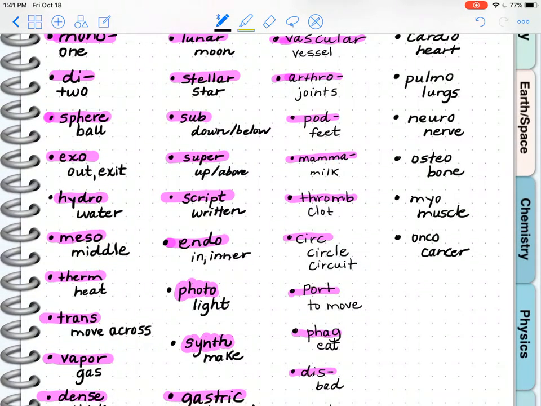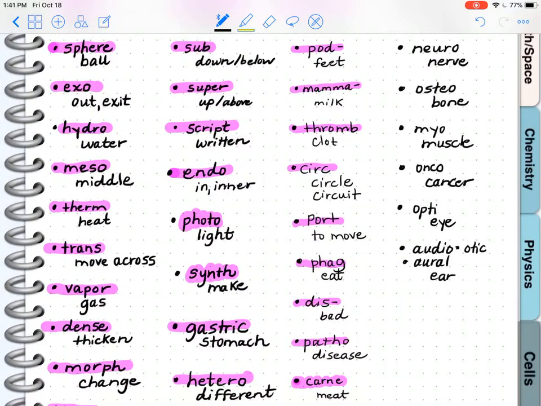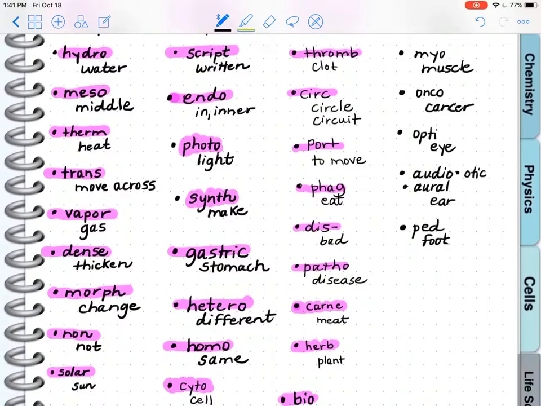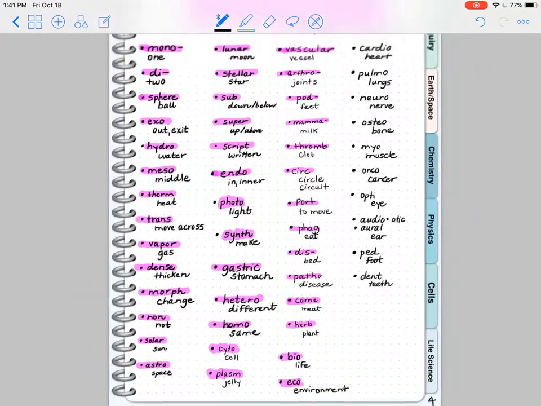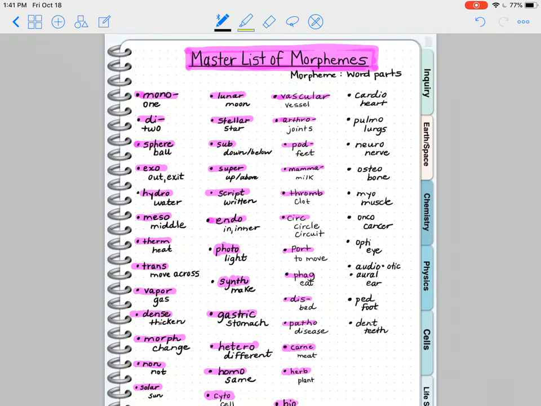We did bone, we did, okay. Optic, or opti, is eye. The two, audio and aural, are ear. You can also have otic for ear. All of those refer to ear. Ped, or pod, is foot. Dent is teeth. And I believe that's all I can think of right now, but that's a pretty substantial list. So let's go ahead and highlight the morpheme, and that will give you a few more on your list of things to learn.